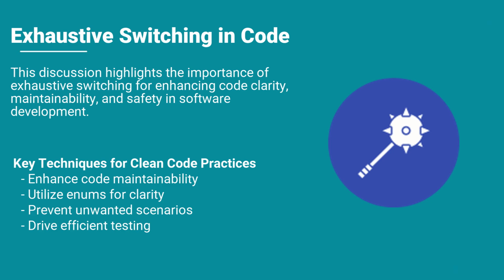As we wrap up our discussion on exhaustive switching, keep in mind that code clarity, maintainability, and safety are paramount. The techniques we've explored today will undoubtedly enhance your programming skills and quality of output. Enums allow for a structured and understandable representation of values, while exhaustive switches secure your code against unwanted scenarios and drive more efficient tests.